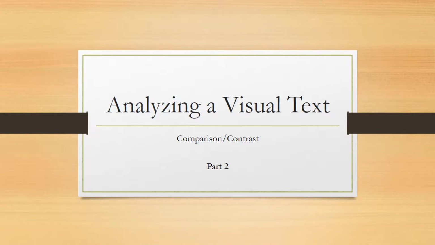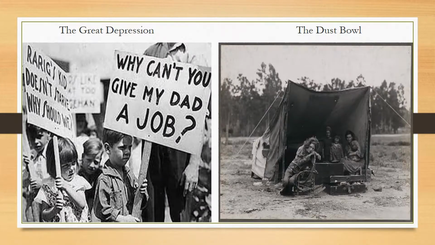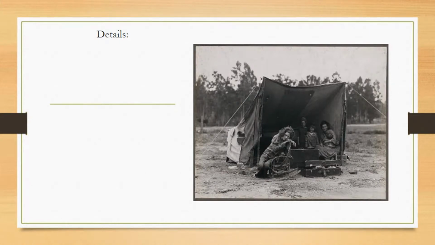Now we're going to begin part 2 of our lesson analyzing a visual text, comparison and contrast. In part 1, we analyzed this photo from the Great Depression. In part 2, we're going to analyze this photo from the Dust Bowl. I chose these two images because in 9th grade English, we will read To Kill a Mockingbird by Harper Lee, and the story is set during the Great Depression. I wanted to give you a backdrop of what the setting was from our story by beginning with analyzing two visual texts. This lesson is going to ask us to analyze this photo from the Dust Bowl.